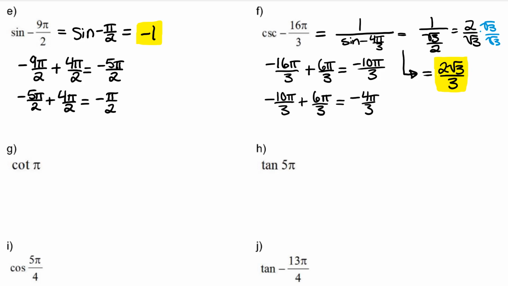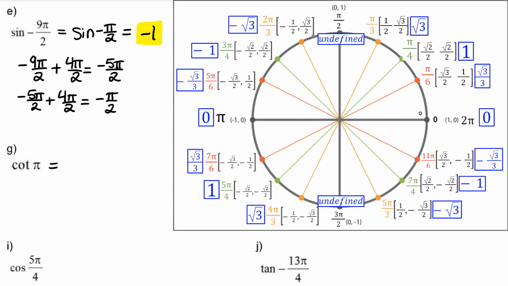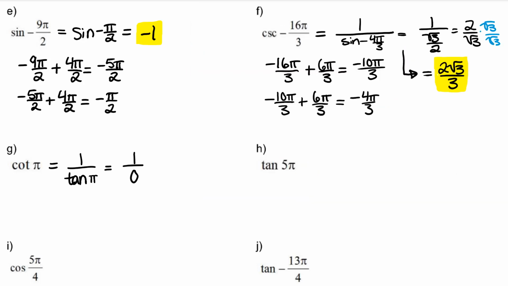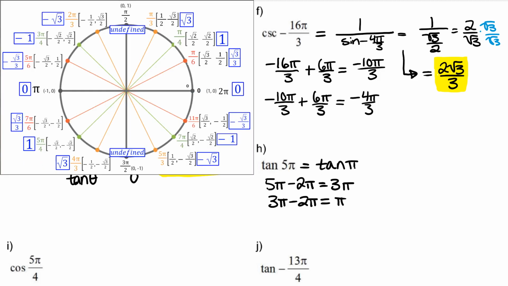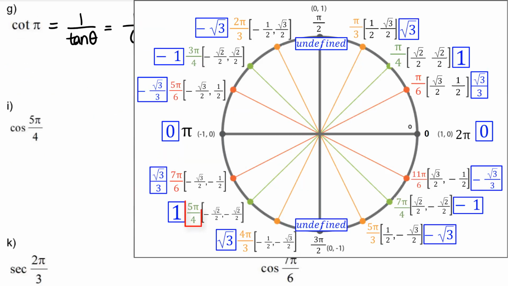For cotangent of pi, cotangent is the reciprocal function of tangent. So cotangent of pi is equal to 1 over tangent of pi. Tangent of pi is 0. So 1 over 0 is undefined because you can't divide by 0. Tangent of 5 pi. 5 pi is more than a full rotation, so let's find a coterminal angle by subtracting 2 pi. After doing that twice, I see that 5 pi is coterminal to pi. Tangent of 5 pi is equal to tangent of pi, which is 0. Cosine corresponds with the x value, so that would be negative root 2 over 2.